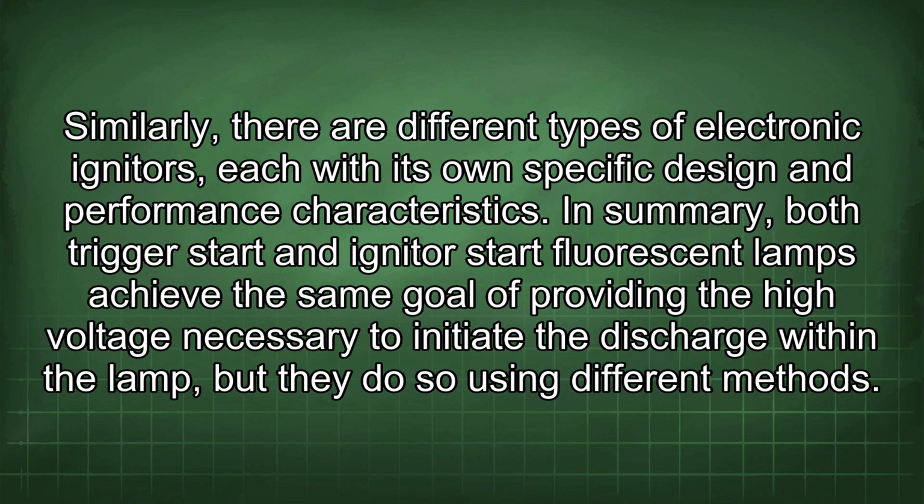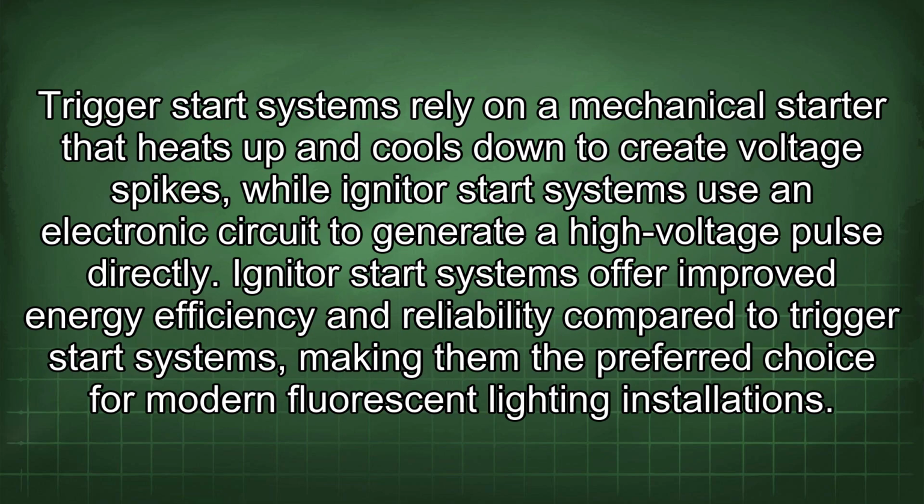Similarly, there are different types of electronic ignitors, each with its own specific design and performance characteristics. In summary, both trigger start and igniter start fluorescent lamps achieve the same goal of providing the high voltage necessary to initiate the discharge within the lamp, but they do so using different methods. Trigger start systems rely on a mechanical starter that heats up and cools down to create voltage spikes, while igniter start systems use an electronic circuit to generate a high voltage pulse directly.